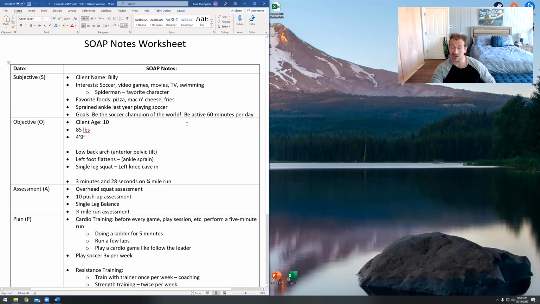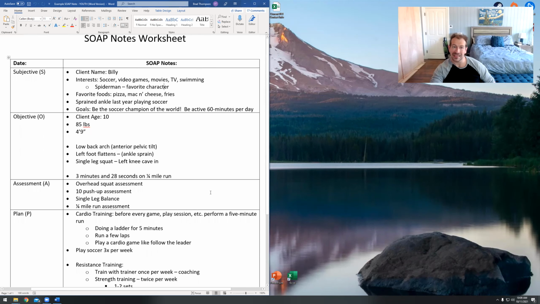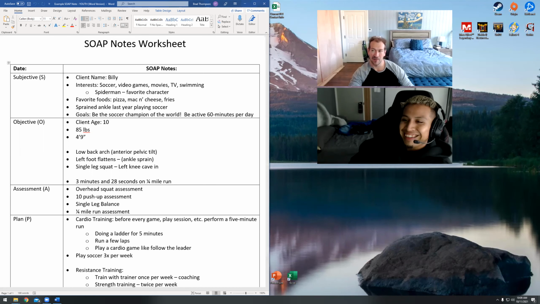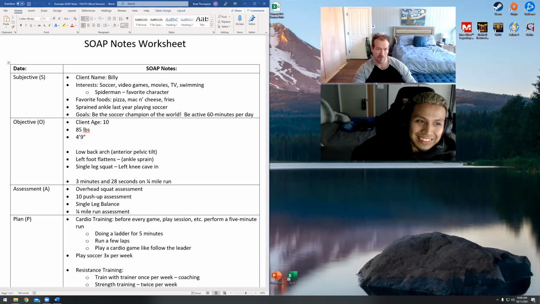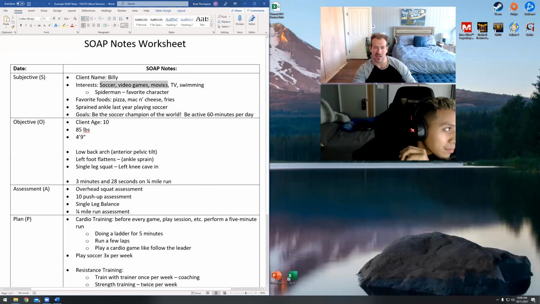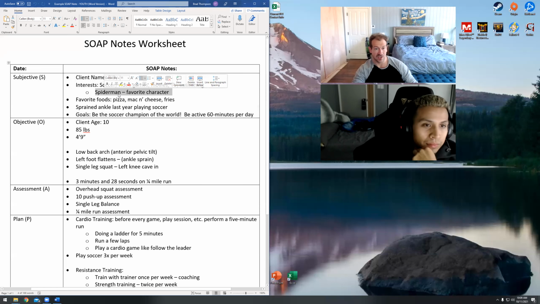Speaking of examples, here is our fake SOAP note. This is little Billy. This is our youth client, because we're doing seniors this module, so we did a youth one. His subjective information: he likes playing soccer, video games, and watching movies and TV. He's a big Spider-Man fan, so we're going to incorporate some Spider-Man stuff into our workouts, probably Spider-Man push-ups, very relevant.